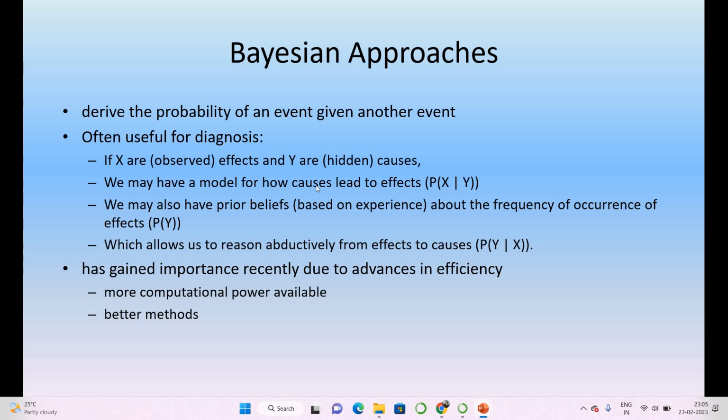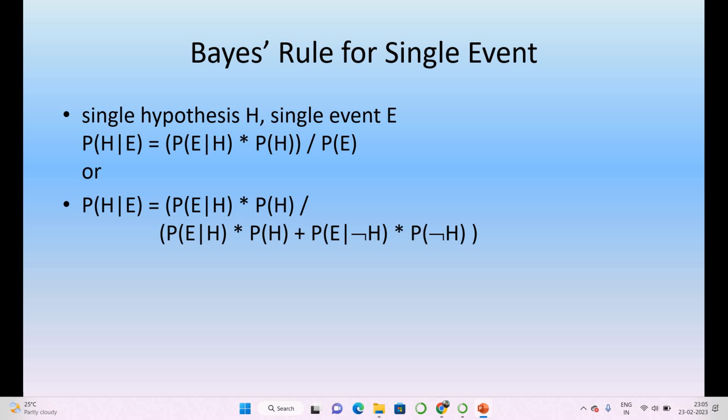So what we actually have is a model of how causes lead to effects, that is probability of X on Y, and it allows us to reason abductively from effects to causes, that is probability of Y on X. So this is probability of X on Y and this is probability of Y on X, and it has gained very good importance due to its efficiency and high accuracy. But it requires large computational power, and it is often considered a very good and efficient method of statistical reasoning. And how can this Bayesian rule be represented for a single event?